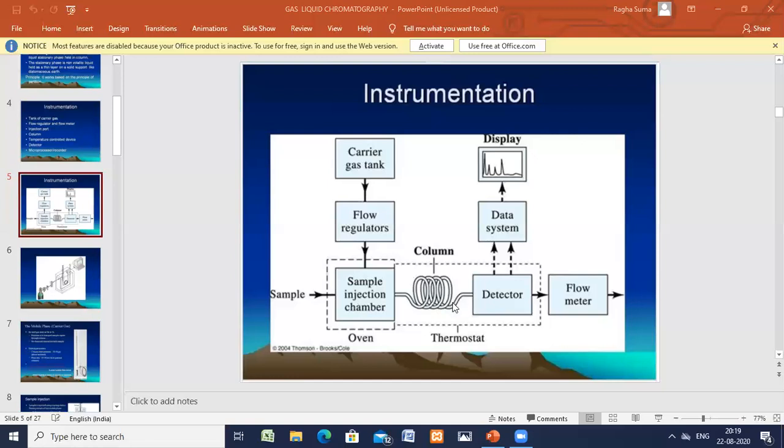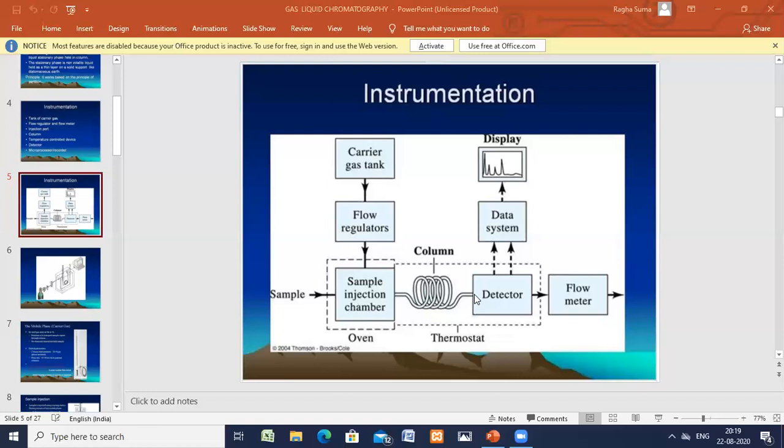Finally, they enter into the detector. It is attached at the exit of the column. The individual components of the mixture register a series of signals as a function of their concentration and elution rates.